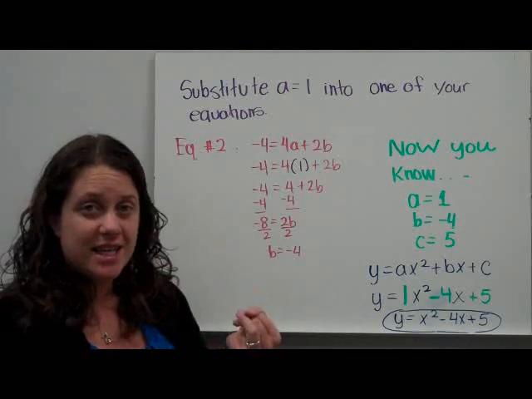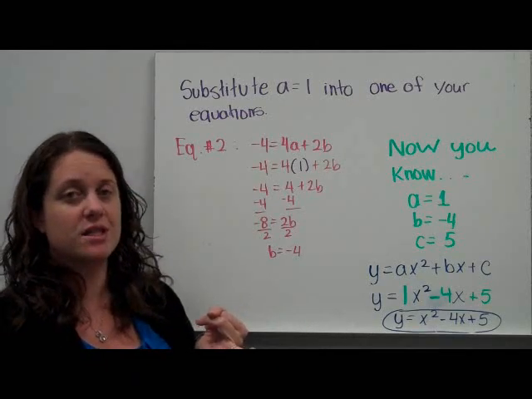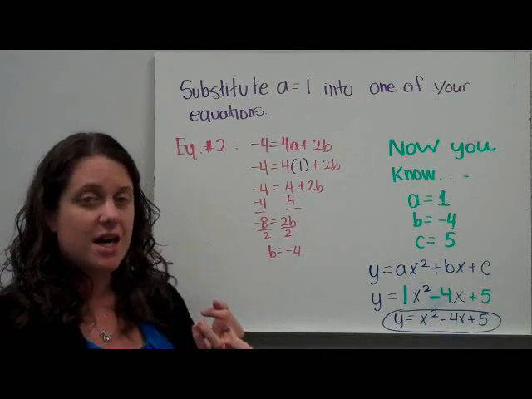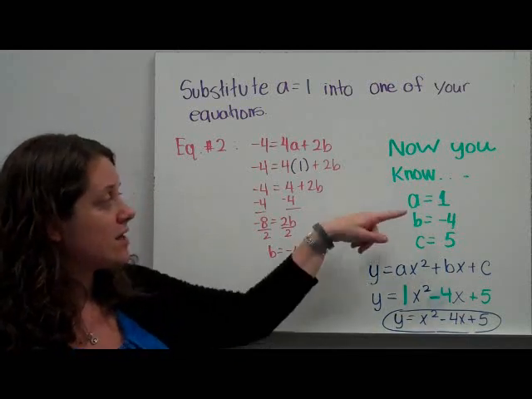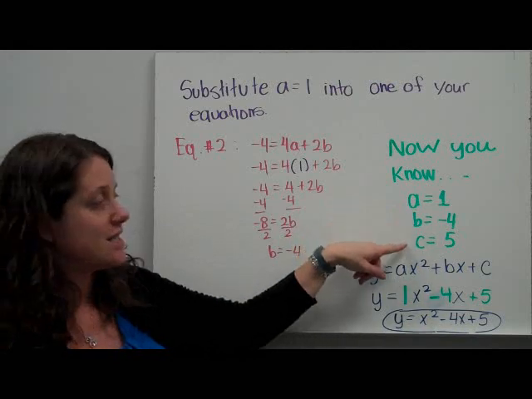So I had c, I substituted c in to make 2 equations, I used elimination to solve for a, I plugged a in to get b. Now I know that a equals 1, b equals negative 4, and c equals 5.